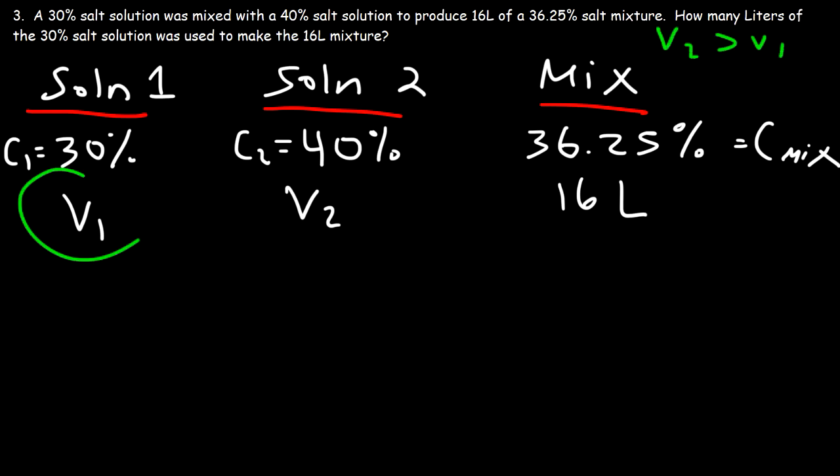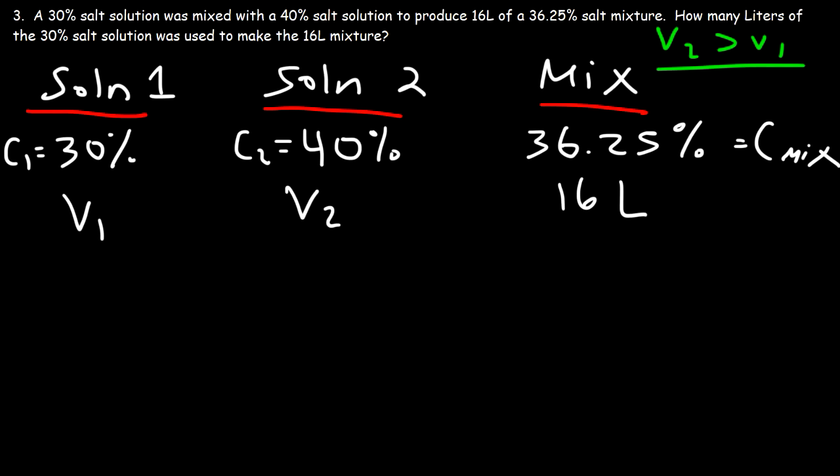So we need to find the values of V1 and V2. If we get our answer where V1 is greater than V2, we know something is wrong. So just by analyzing this problem mentally, we know that V2 has to be greater than V1. But how do we go about calculating these two volumes? What do we need to do?